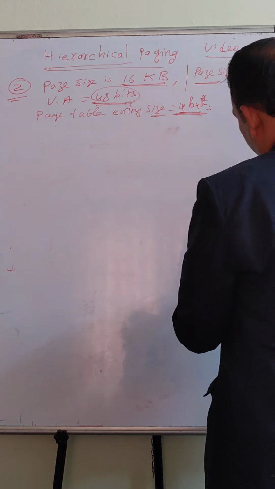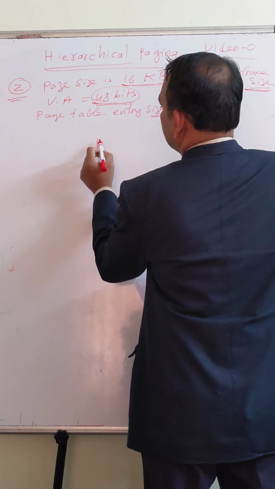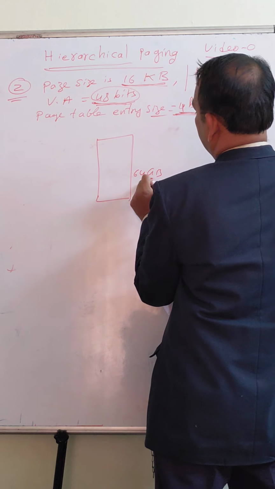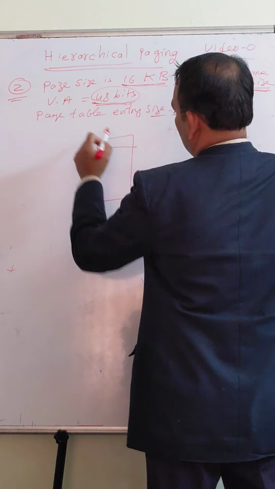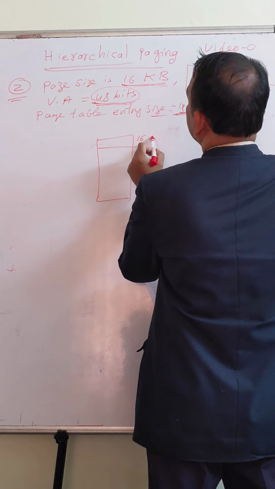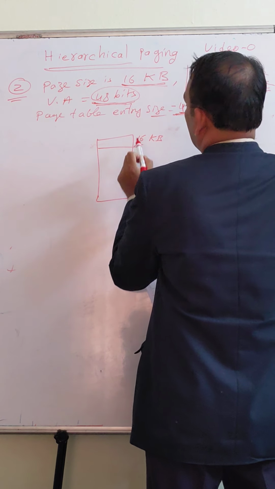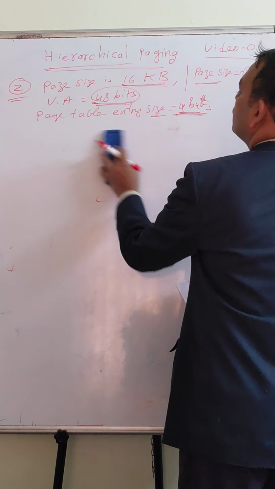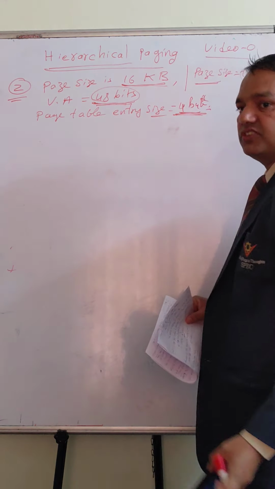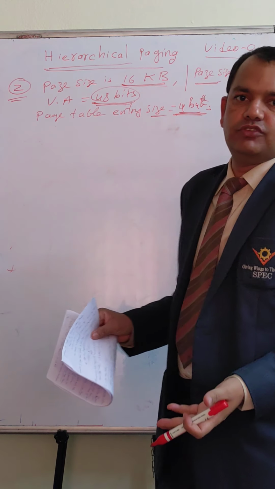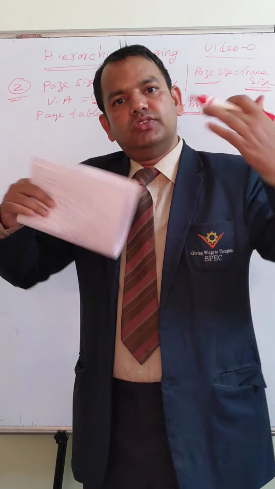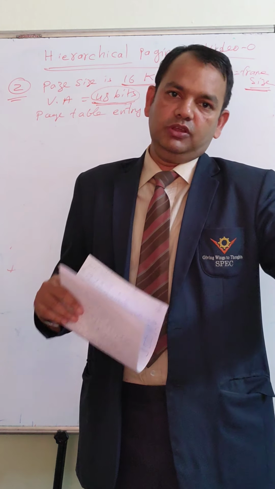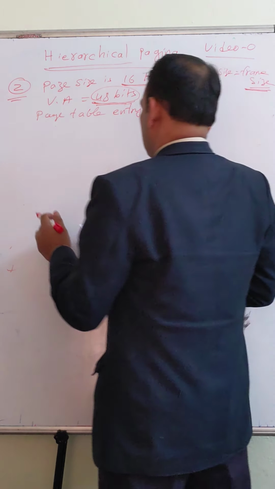Number of pages of inner page table. Now the page table size is, my dear friends, just now we have seen 64 GB, and each page is 16 KB. Now we are going to divide this page table into a number of pages. Since it's such a big page table, we'll divide this into pages and we'll store the index into the outer page table.